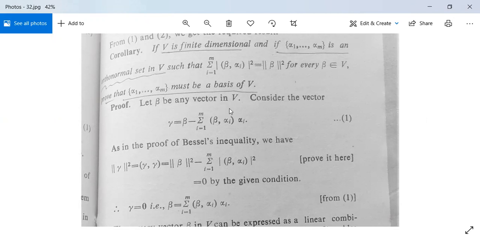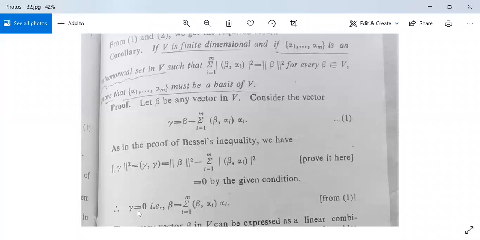Let beta be any vector in V and consider the vector gamma equal to beta minus summation i equal to 1 to m inner product beta alpha i alpha i. As in the proof of Bessel's inequality के proof में we have norm gamma square is equal to inner product gamma gamma, this is equal to norm beta square minus summation i equal to 1 to m modulus inner product beta alpha i whole square, and it is 0 by the given condition. ये condition है, तो इस condition को जब यहाँ पे apply करेंगे this will be 0.